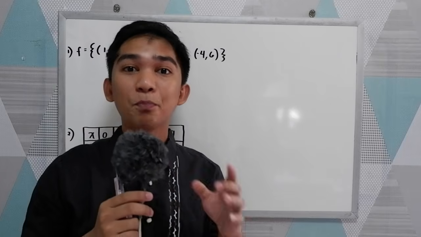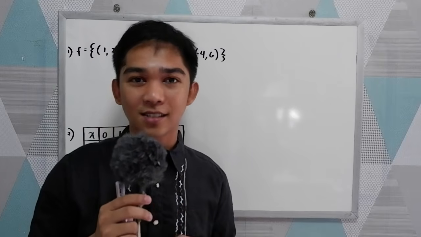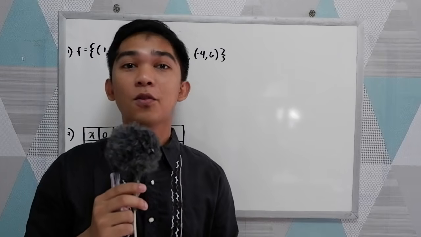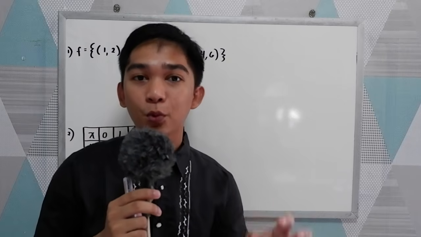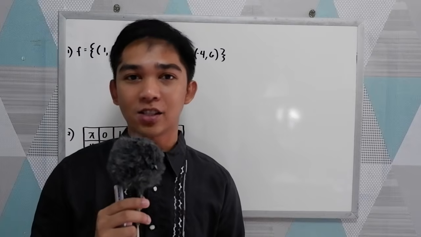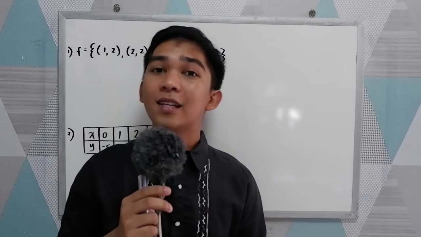When we say domain, those are the possible inputs for our x-axis. And for range, those are the possible outputs for our y-axis. Now, what if the given are ordered pairs?